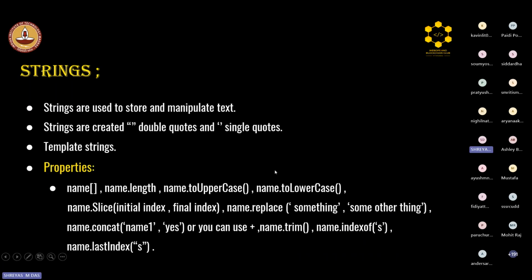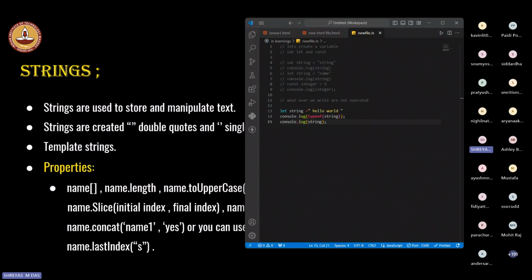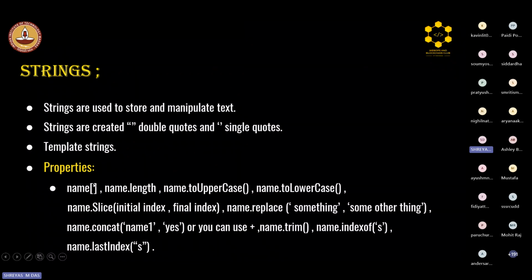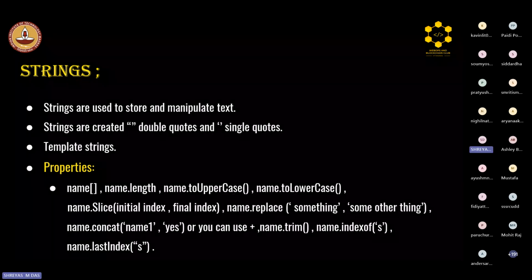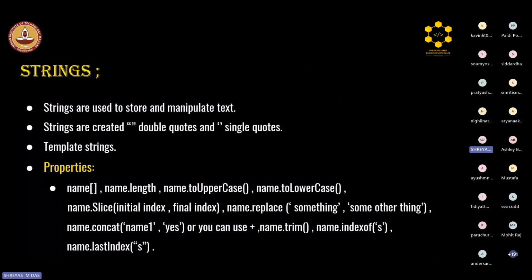And next, what are the properties? Think I've created a string name. So instead of string, I'll change this to name. Then I will put name in between two square brackets. If I give the index value, then I will get the corresponding letter. How the indexing works, and all these things, I will be explaining now.